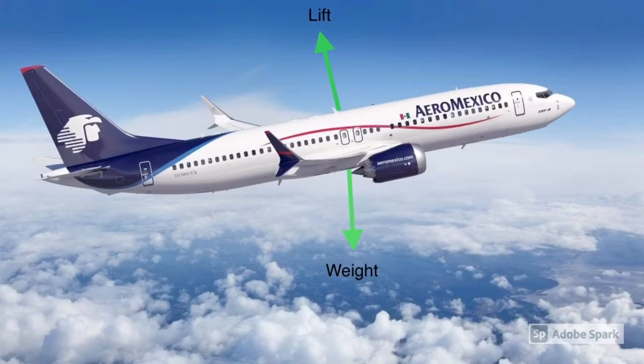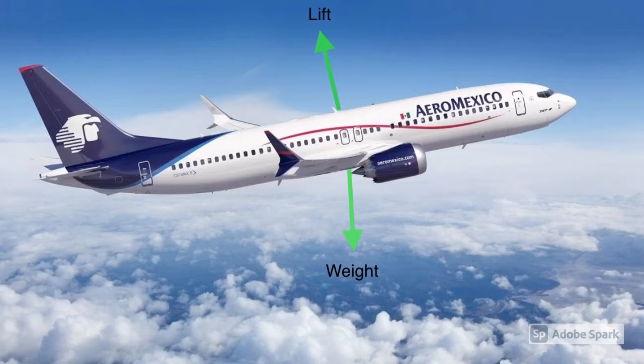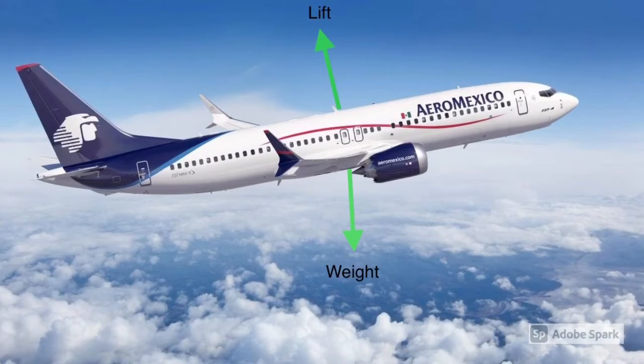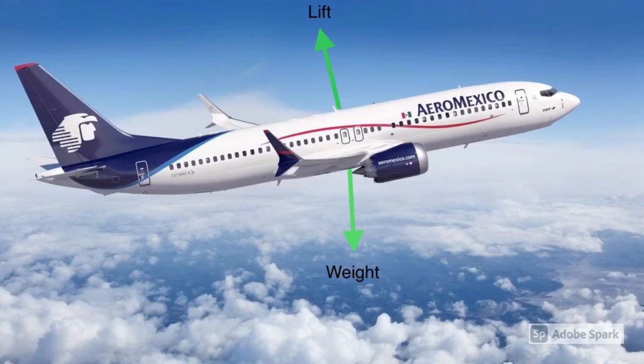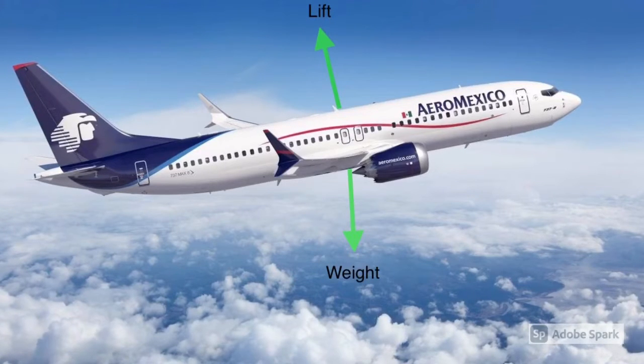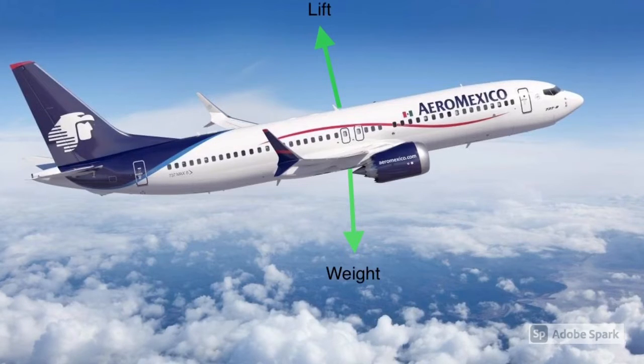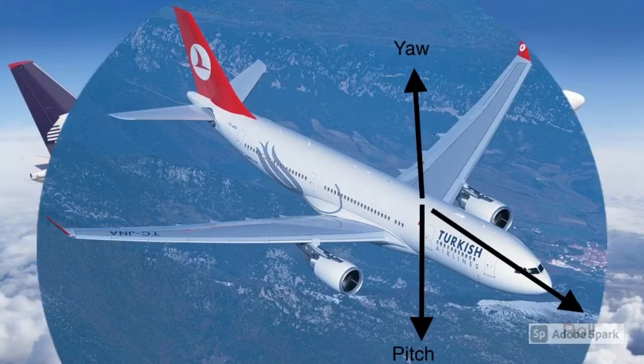Lift keeps the airplane in the air, and it is the wings that hold it up. Weight, or gravity, is the weight of the airplane, and it acts in the opposite direction, fighting against the lift, trying to pull the airplane down towards the ground.